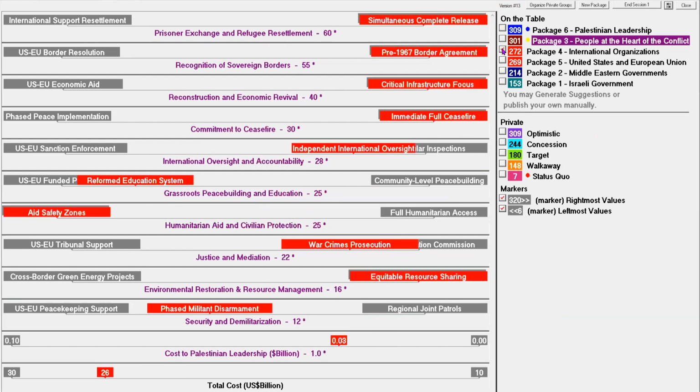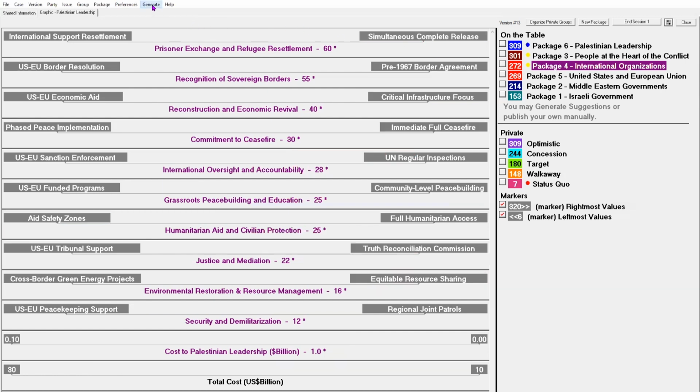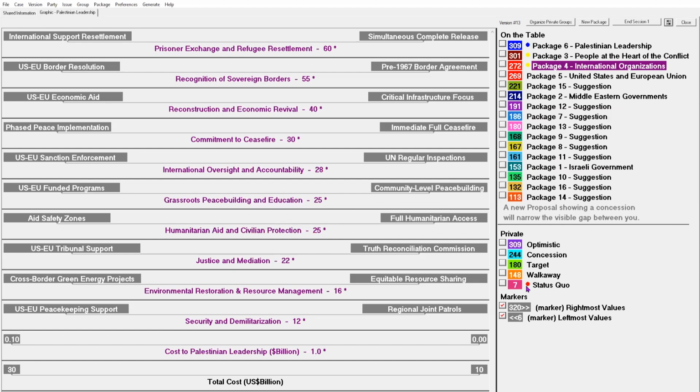Other parties are unaware that the Palestinians have accepted Package 3. The Palestinians also accept Package 4. There are more packages acceptable to the Palestinians, but before accepting any of those, the Palestinians ask Smartsettle for a suggestion. Several suggestions appear, and some are accepted.